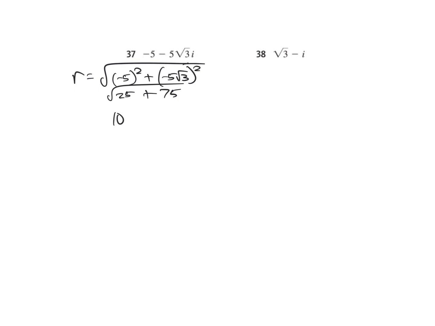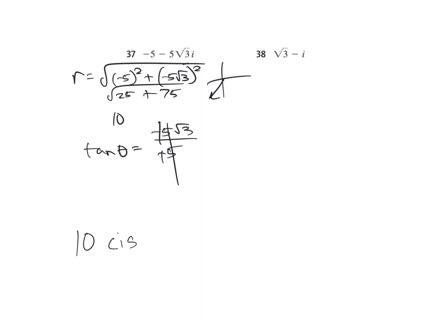Okay, now we get back into some other things. So let's do this. Your radius is negative 5 squared plus negative 5 square root of 3 squared. What do we get? That's 25. This is 25 times 3 is 75. That's 100. Square root of 100 is 10. So we have 10 cis something. So the tangent of theta is going to be negative 5 square root of 3 over negative 5. Where are we, first of all? They're both negative. We're in the third quadrant.